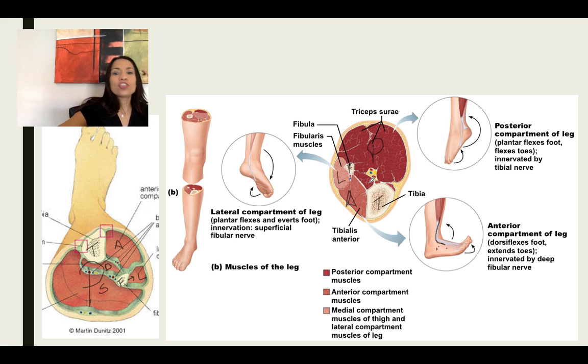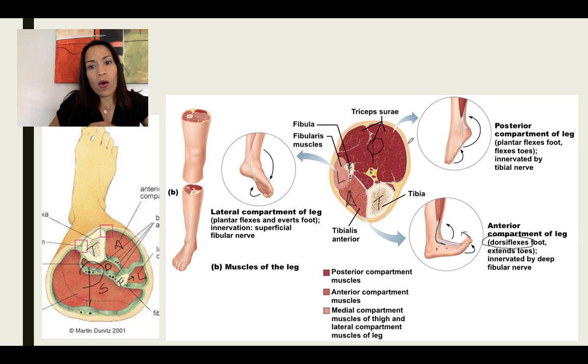So that's the action of all the muscles of the anterior compartment of the leg. All of them are going to dorsiflex the foot. And if they attach to the phalanges, they're going to extend the toes. Okay? Now, on the opposite compartment, we have the posterior muscles.